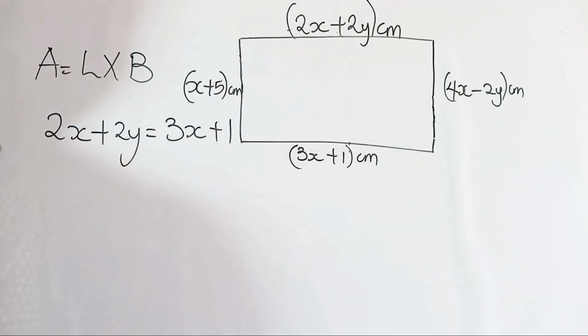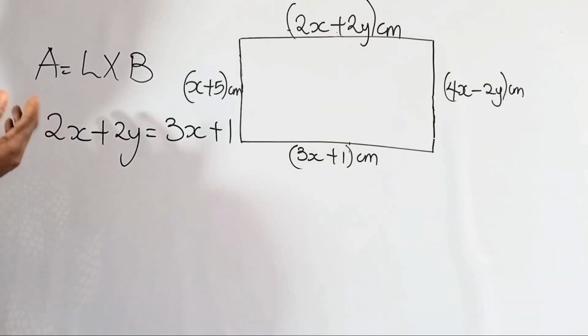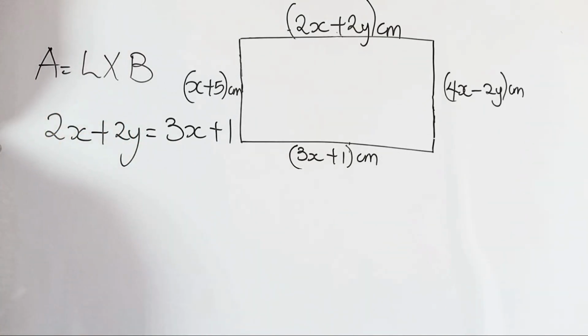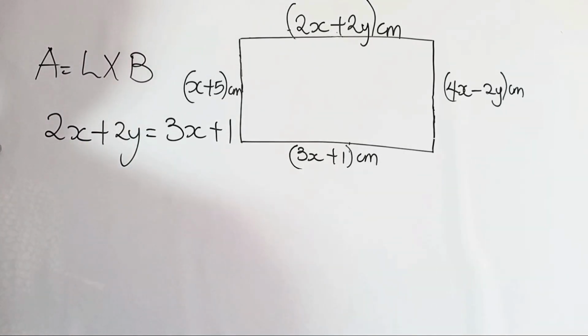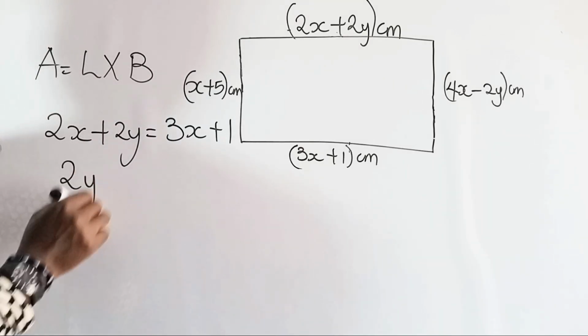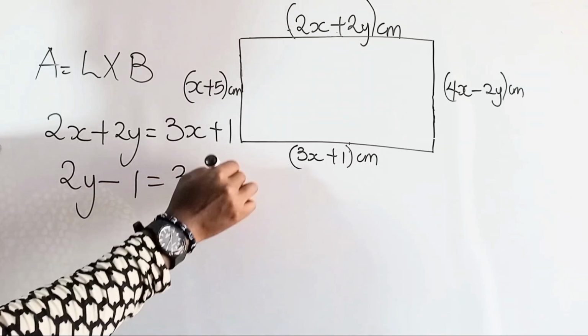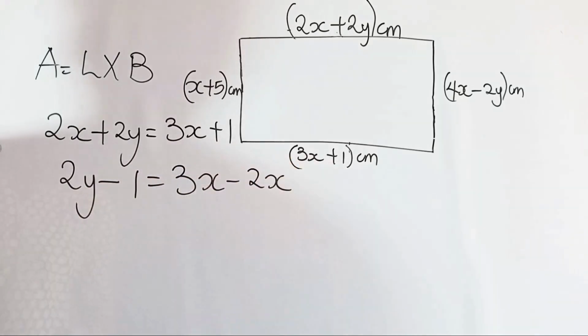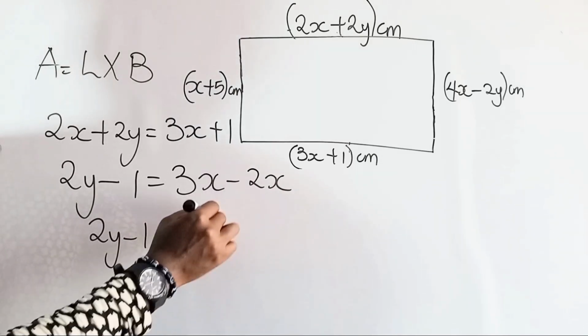Now we have an equation, right? And from this equation, we can actually find a value for one of the variables. Let's find a value for x in this equation. Doing that, we'll need to group like terms. So let's group like terms. We have 2y minus 1 equals 3x minus 2x. So we have here 2y minus 1 equals x.